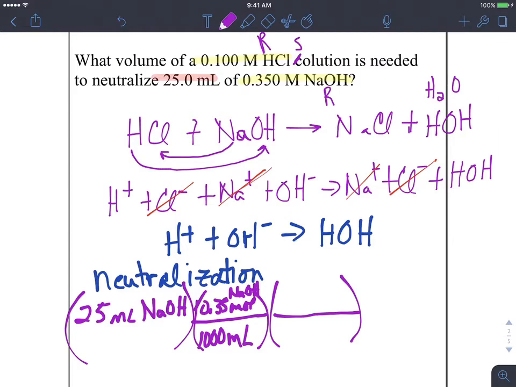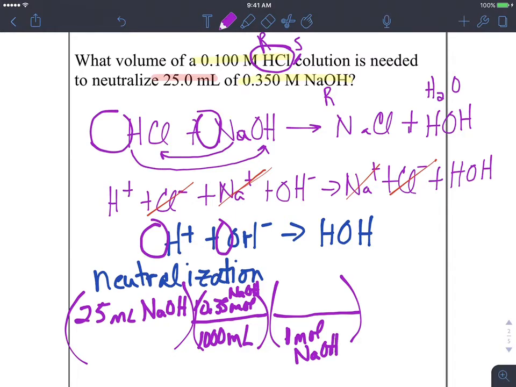Now, we're trying to get from NaOH to HCl. So if we want to get from NaOH to HCl, we need to be able to do a mole-to-mole ratio. If we take a look at our first equation, it's a 1-to-1 ratio. Or if we take a look at our net ionic equation, it's a 1-to-1 ratio. So it's 1 mole of NaOH to 1 mole of HCl. Now we could stop there if they asked us for the number of moles, but they're asking for the volume. So now we can use the molarity as a conversion factor.